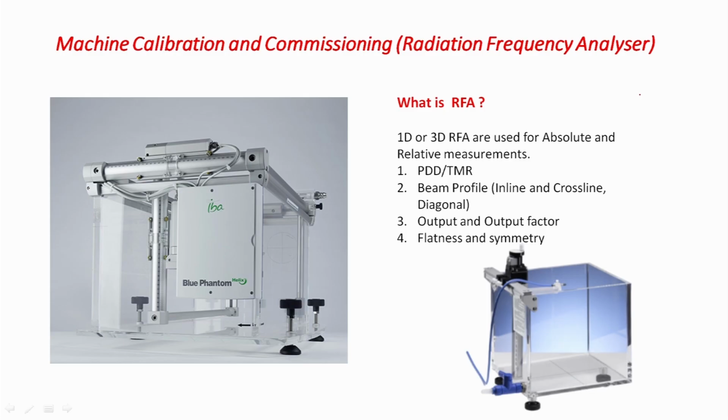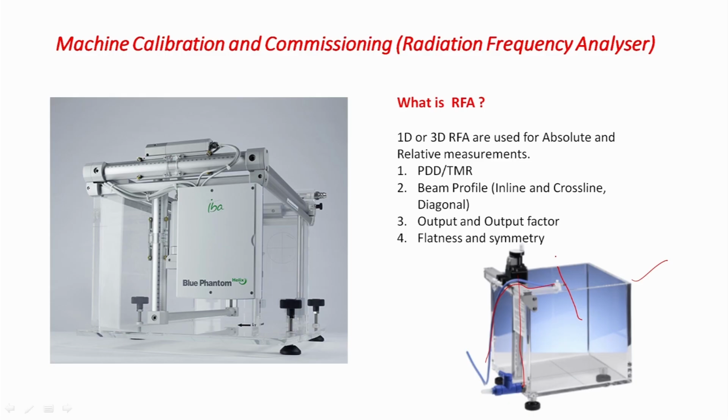There is a one-dimensional RFA and a three-dimensional RFA. In the beginning, there was the availability of a one-dimensional RFA. In one-dimensional RFA, there is only one axis of movement. It means that whenever you set it, the chamber can move vertically or horizontally in one direction only. That is why it is called one dimensional.